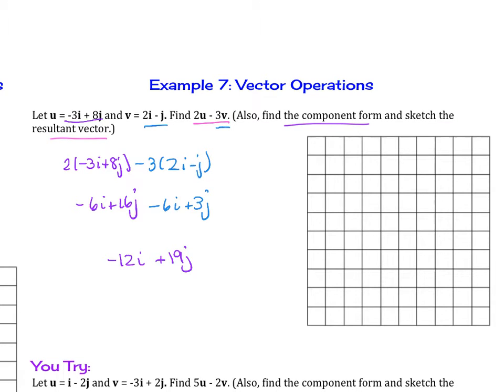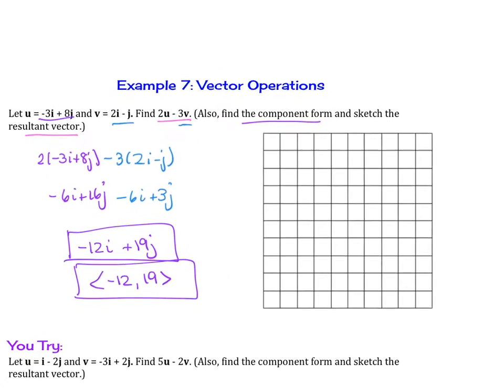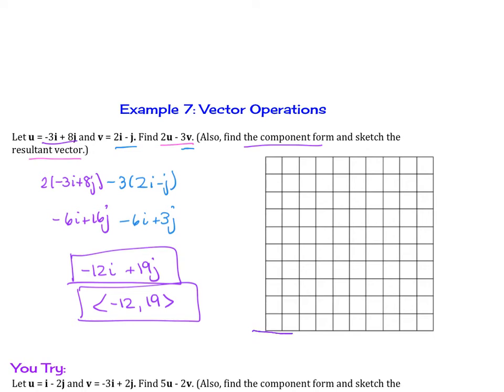Now the homework is going to ask for the component form, so all you do is write negative 12, comma 19. Okay, it might ask for both. I can't remember if it asks for both, but that's how you do it. Now let's graph this. So I need to scale it.